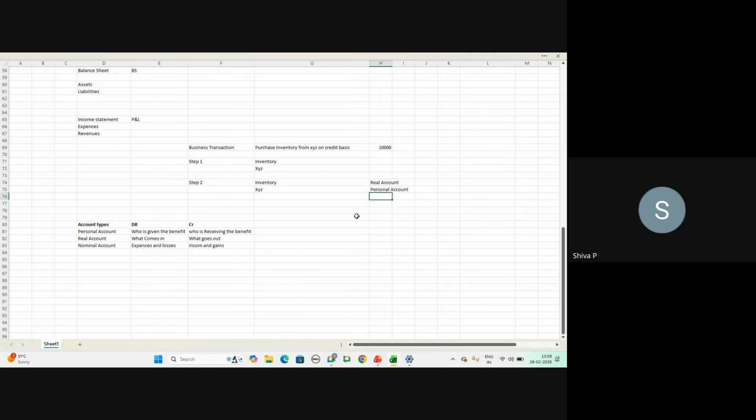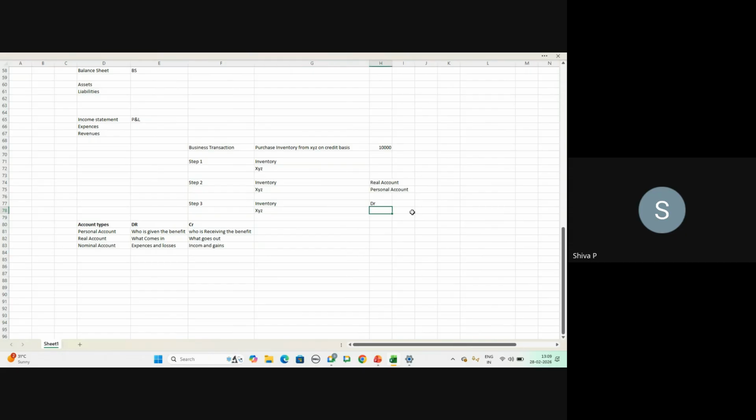Personal account. Now apply the golden rule. Step 3, based on this story. Now we have inventory and XYZ. What is debit, what is credit? Tell me. Purchases account debit to XYZ account? Why is the purchase account coming into the picture? Okay, inventory account debit to XYZ account. Yes. As per the real account principle, what comes in means we have purchased the inventory from XYZ. So here, inventory is the real object. What comes in is the debit. So this is debit.